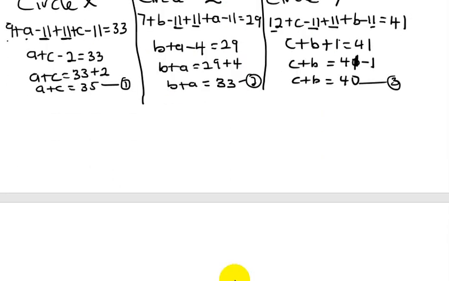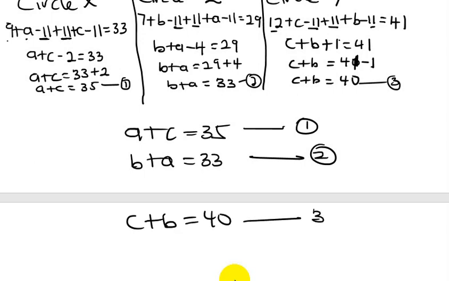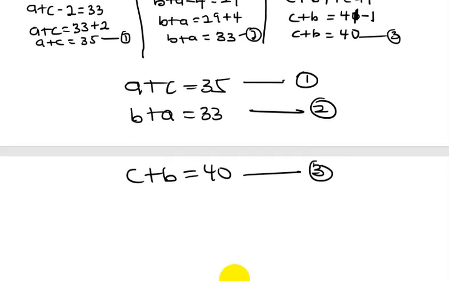Now let's write our equations. Our equation 1 is A plus C equal to 35. That is our equation 1. Equation 2 is B plus A being equal to 33. That is our equation 2. And our equation 3 gives us C plus B being equal to 40. That is equation 3. Now we are about to solve these ones simultaneously.